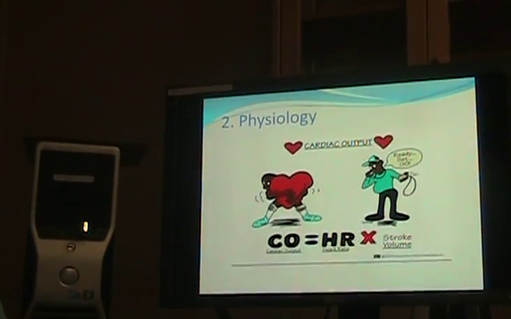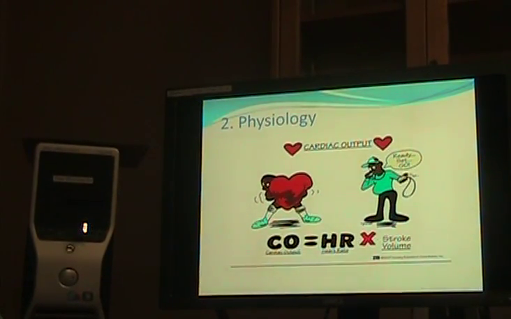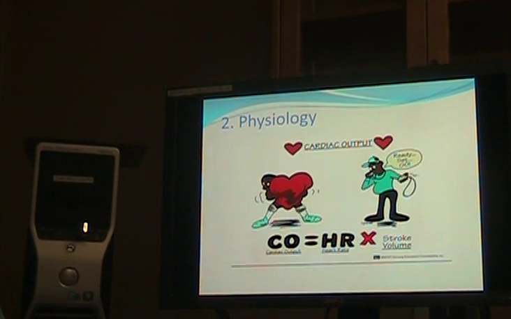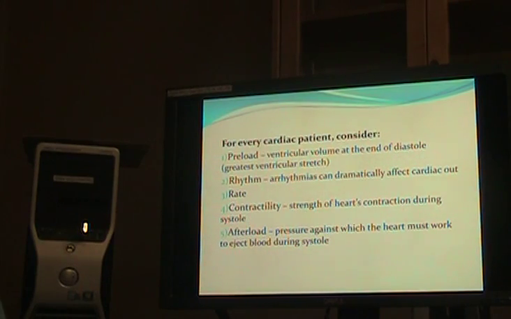In instances of acute hemorrhage or dehydration, stroke volume is obviously going to be affected and decline, and therefore the way for the heart to compensate is to increase the heart rate. So for every cardiac patient that you see, you need to consider 5 factors.